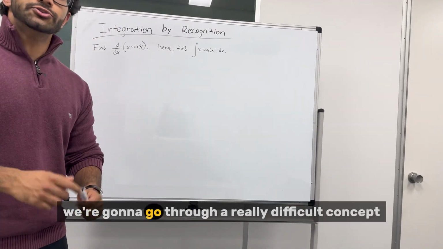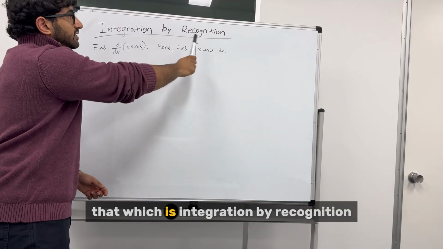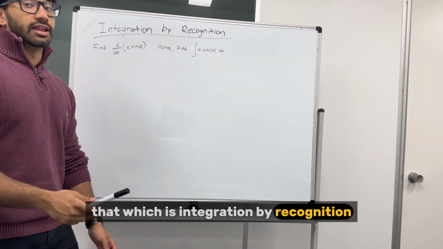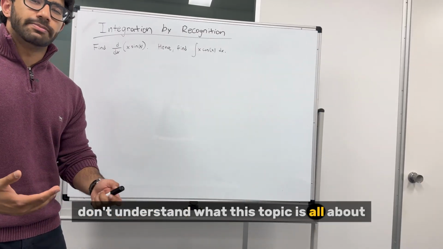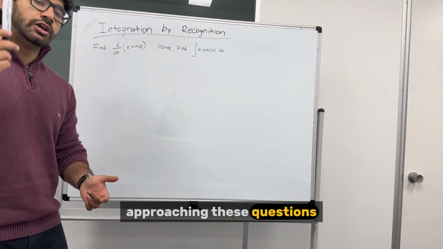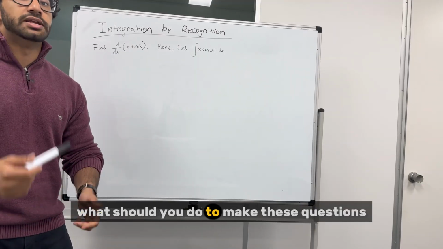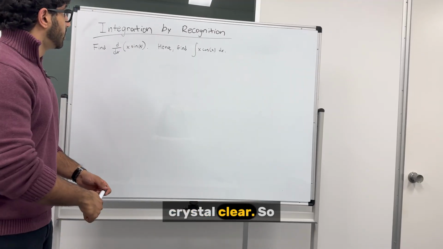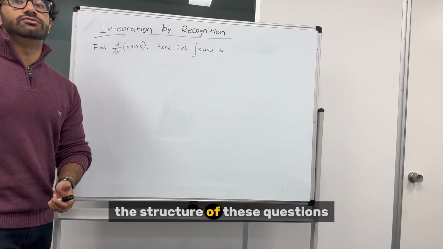And today we're going to go through a really difficult concept for many students, that which is integration by recognition. Now a lot of students, number one, don't understand what this topic is all about. And number two, they really struggle when it comes to approaching these questions. So let's work through an example all together and let's see what you should do to make these questions crystal clear. So the first thing you guys need to be able to identify is actually the structure of these questions.